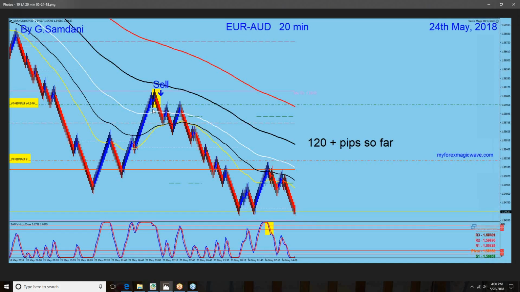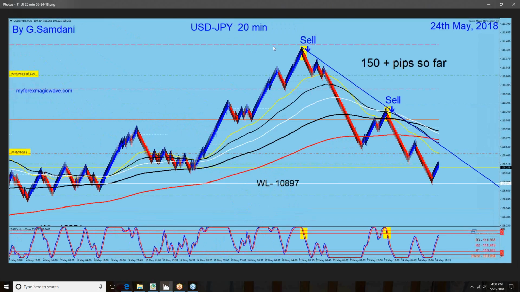The next is Euro Aussie. Look, this entry here, beautiful entry, and then all the way down. 120 pips so far. On the 24th, you can see USD yen, it was dropping, like I said, yen in strength, all yen pairs start to go down. So they're first all the way to the top and then hitting the resistance, 150 pips so far.